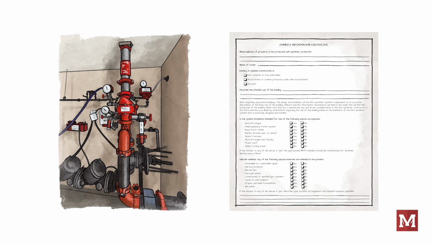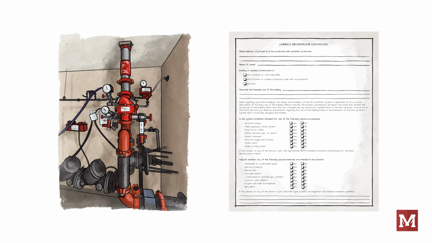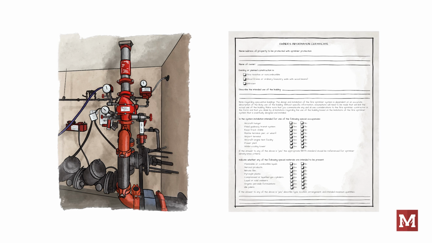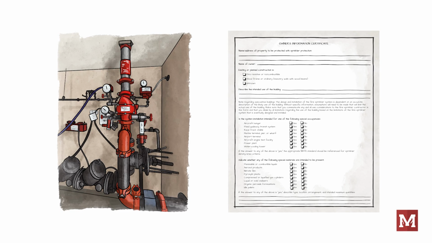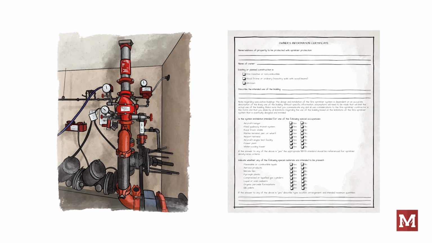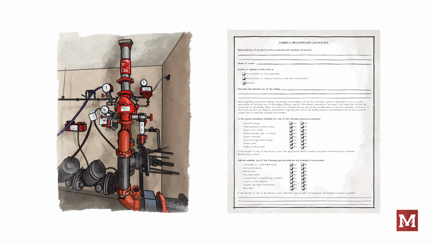NFPA 13 requires a document called the Owner Certificate be provided to the system designer to aid us in identifying the correct occupancy hazard class. In my area of practice, only one AHJ actually requires this document to be submitted with the system plans and calculations, but I've gotten to where I require it on everything to make sure we get it right. Once we have that, it goes into the project folder along with the water supply info.